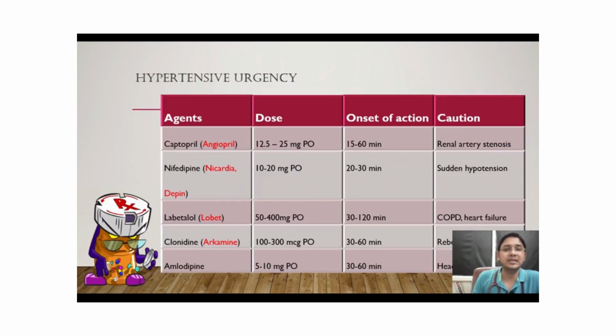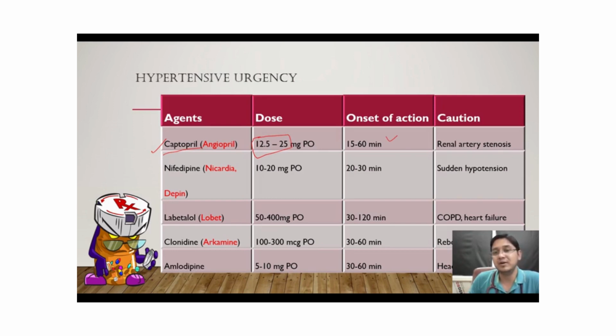In hypertensive urgency, as we know, we can manage the patient with oral drugs. So we will start with oral drugs only. First, the short acting one is captopril. As we know, we need a short and immediate acting drug. Captopril is available as Angiopril in the market, in strengths of 12.5 and 25 milligram, and onset is within 15 minutes to 60 minutes. You can start with Angiopril.